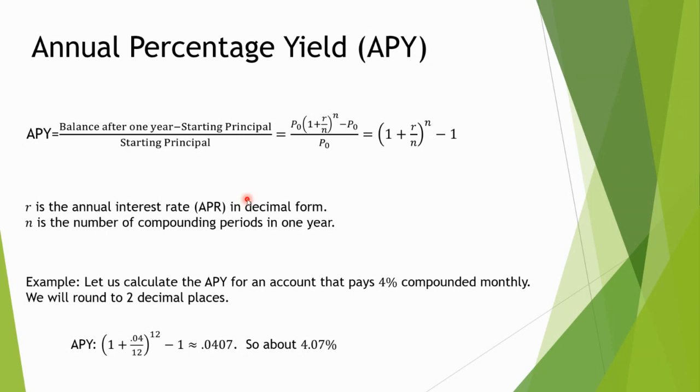So in this case, n is 12, since it's compounded monthly. The r would be 0.04. If you do the calculation, you get 0.0407, which is 4.07%. I think it turns out that the APR has to be less than the APY. In fact, the APR is what you get if n is 1 in this case. That's just by direct calculation.